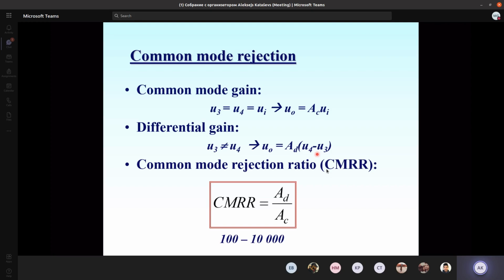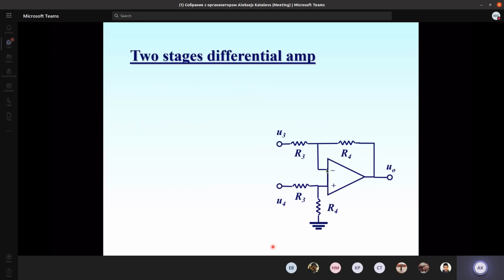Often the common mode rejection ratio may be expressed not just as a ratio but in decibels. So for instance, the common mode rejection ratio corresponding to the ratio of 100, if we calculate it in decibels, we will get, so the logarithm of 100 is 2, times 20, so we will get 40 decibels. And here we have 4 times 20, it's 80 decibels. So often the common mode rejection ratio is expressed in decibels.